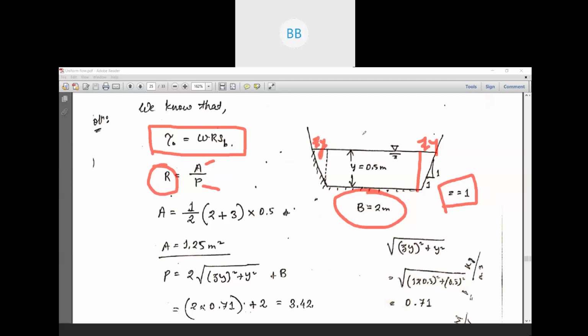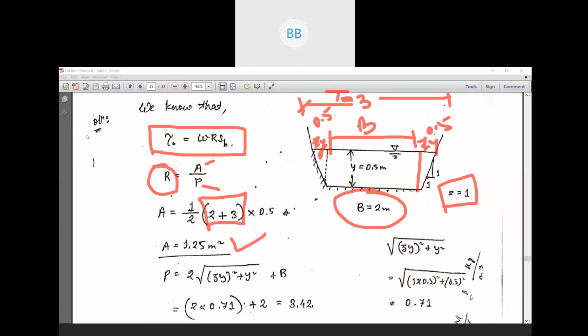So those things we have already discussed. This is nothing but your width of the channel. So we have to find out top width. So Y value is 0.5 and Z is 1. So it will be 1.5 and this will be 0.5, this will be 0.5 and this is also 0.5. So 0.5, 0.5, 1 and this is 2, 3. That is why 2 plus 3. The top width is 3 meter. Top width is 3 meter.